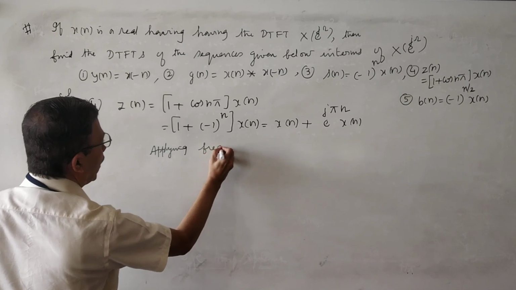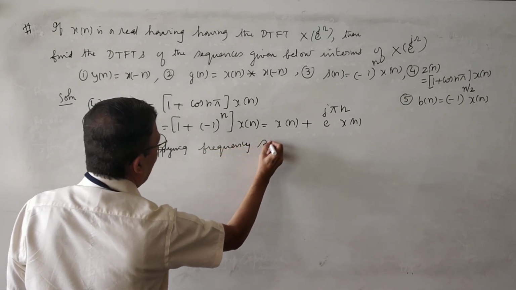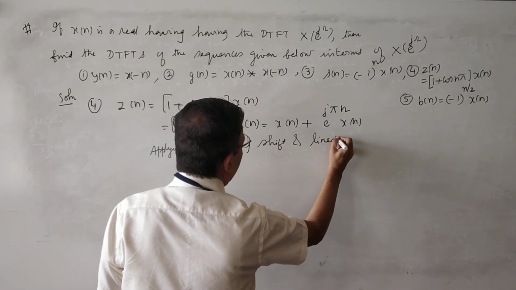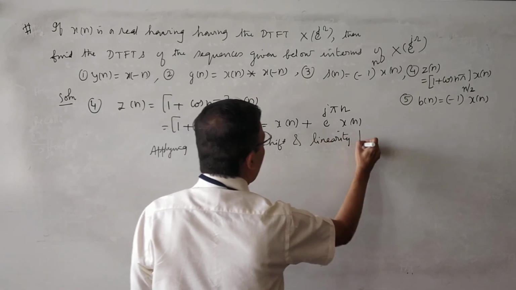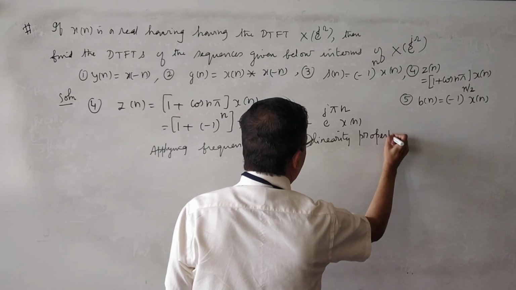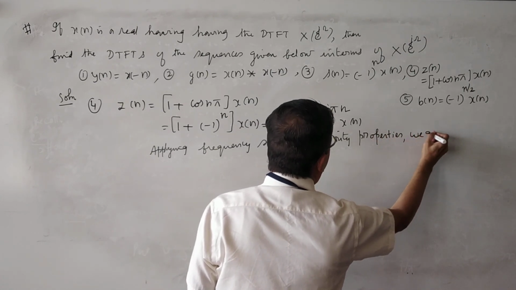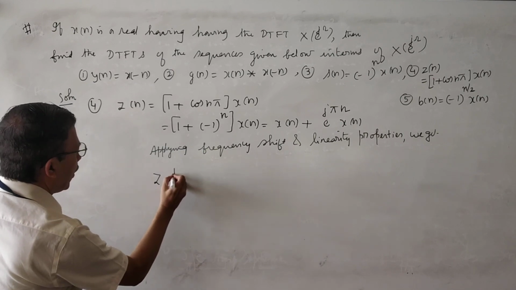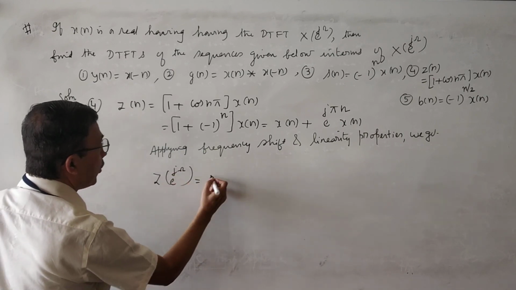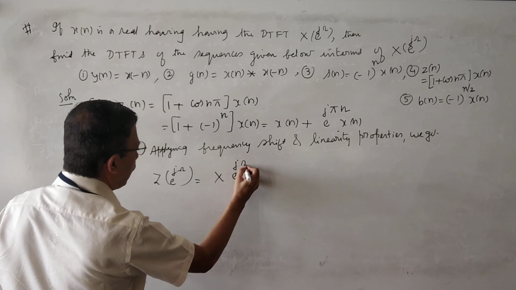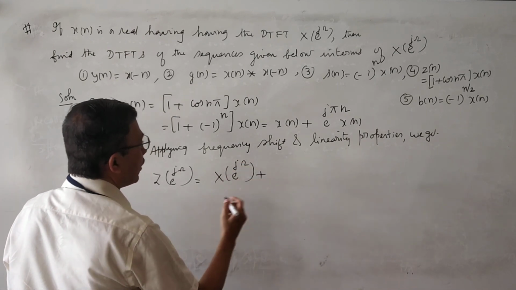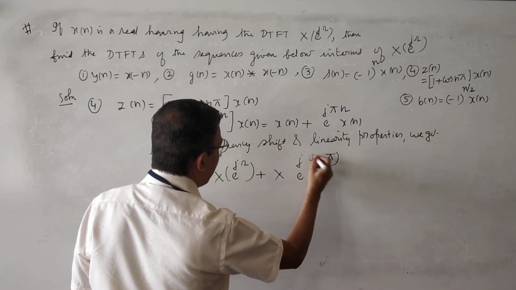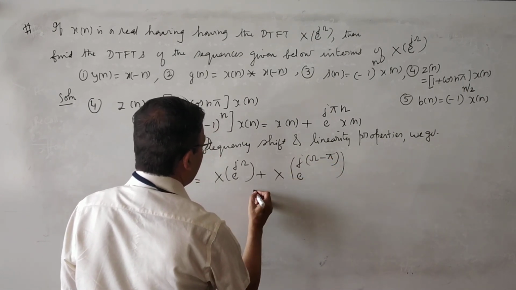Applying frequency shift and linearity properties, we get Z of e power j omega is equal to X of e power j omega plus X of e to the power j omega minus pi. This is the answer.